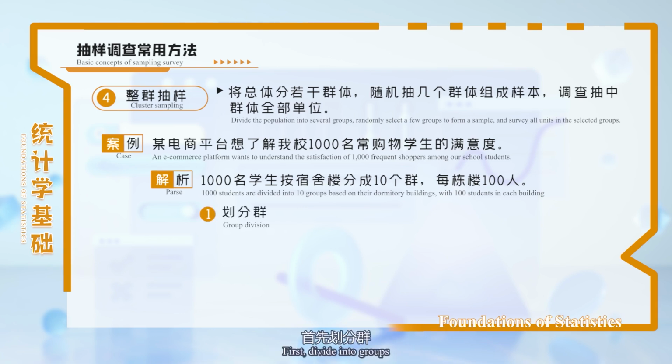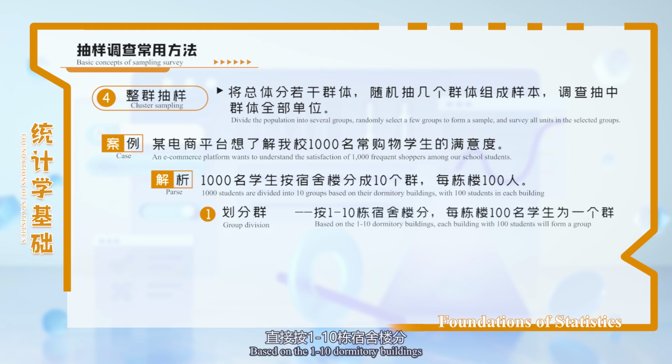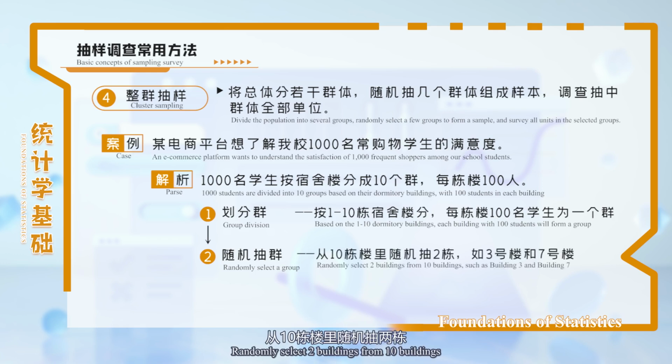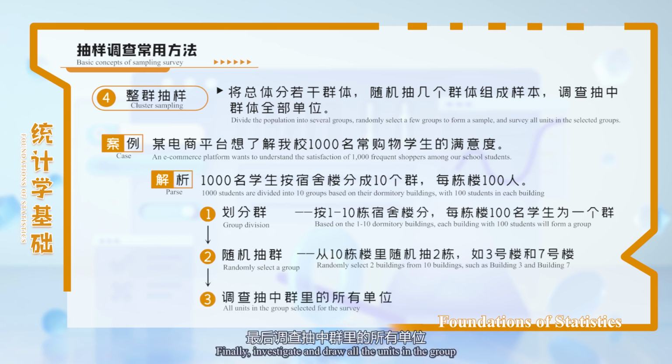First, divide into groups based on the 1 to 10 dormitory buildings. Each building with 100 students will form a group. No additional grouping required. Then randomly draw the groups. Randomly select 2 buildings from 10 buildings, such as Building 3 and Building 7. Finally, investigate all the units in the groups. The survey included 200 students in Buildings 3 and 7. Ask them about their online shopping satisfaction.